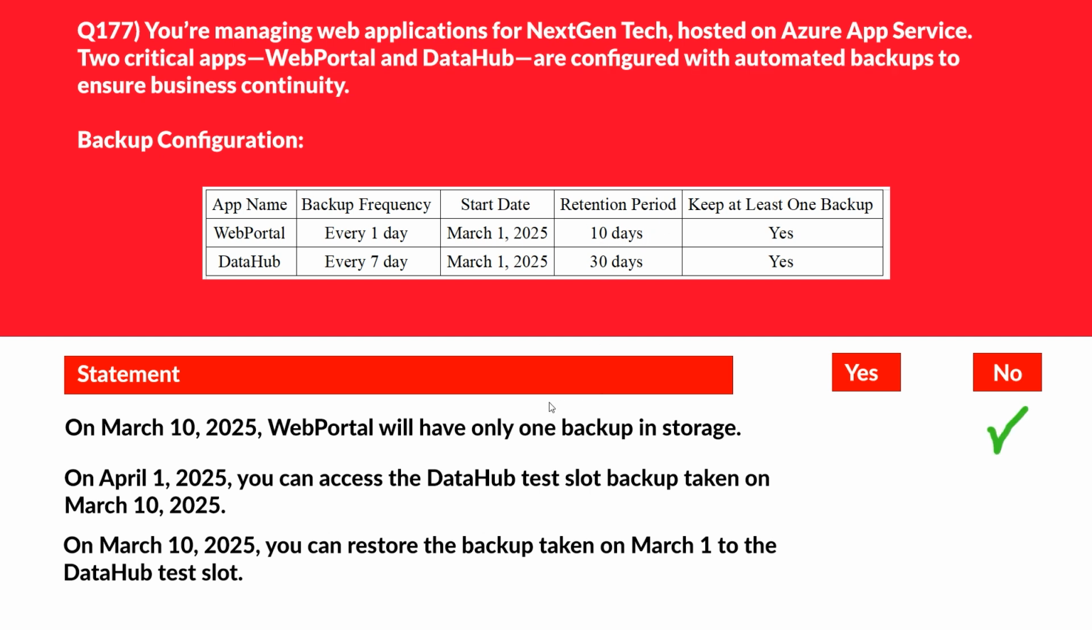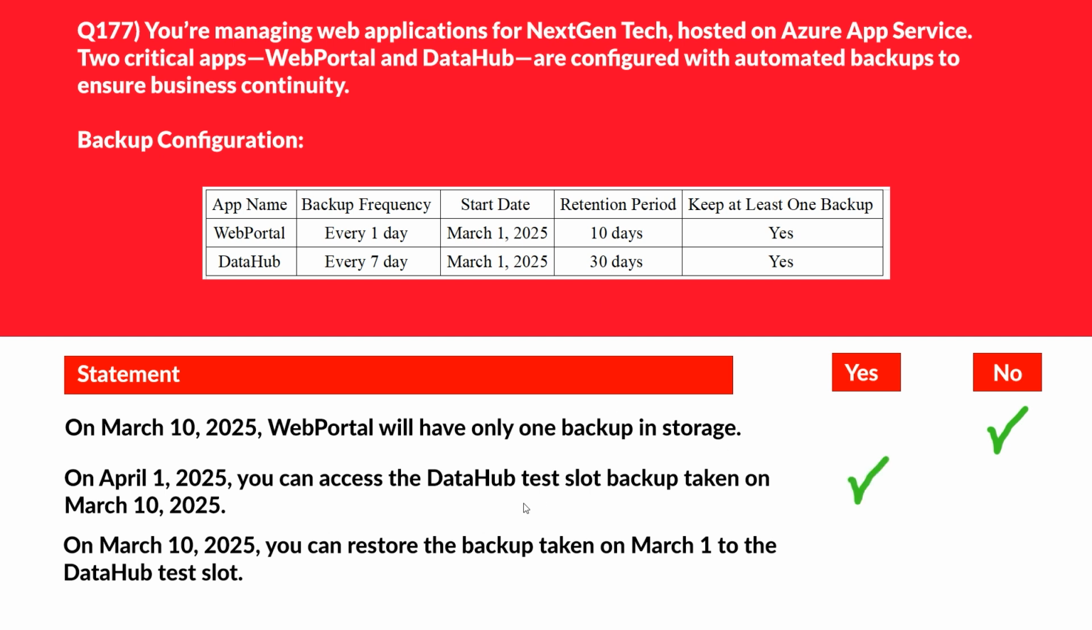Now let's move to statement 2. It says, on April 1, 2025, you can access the data hub test slot backup taken on March 10, 2025. So here we have the data hub. We can access the data hub test slot backup from March 10 on April 1, since it's within the 30 days retention window. If you just calculate, that is, add 30 to it, it will be under 30 days. So therefore the answer is yes.